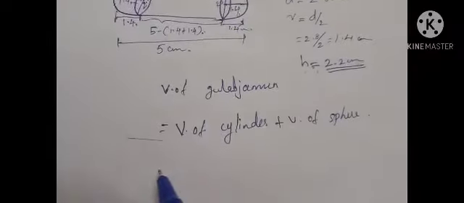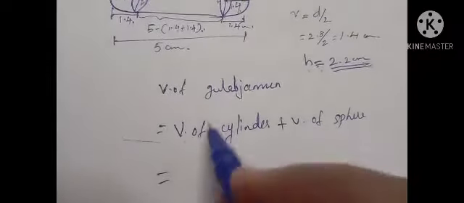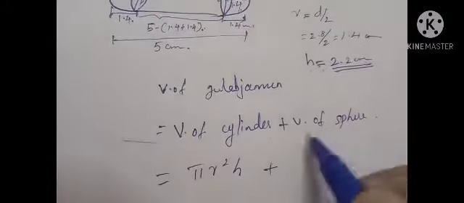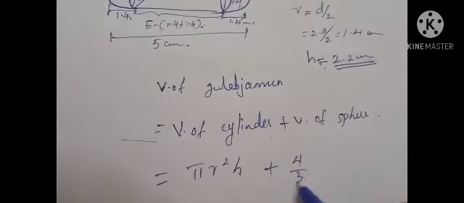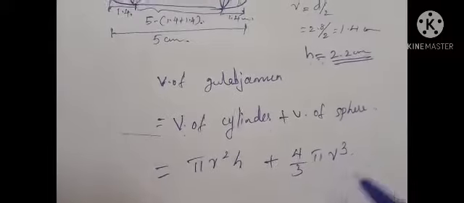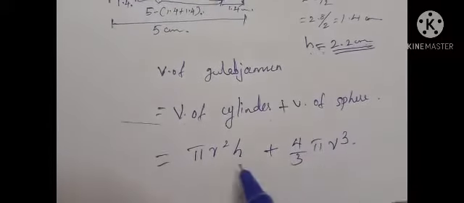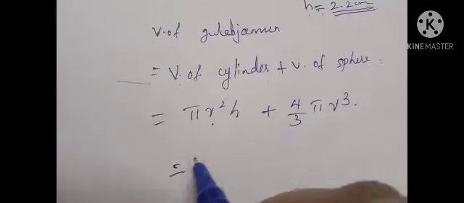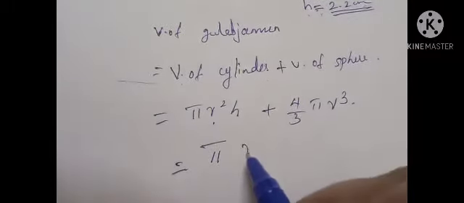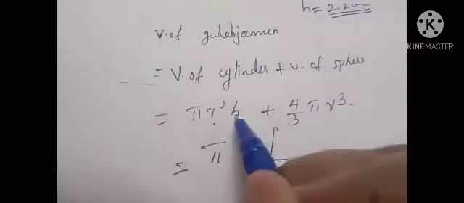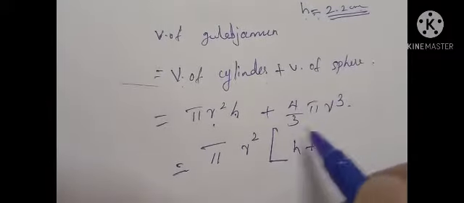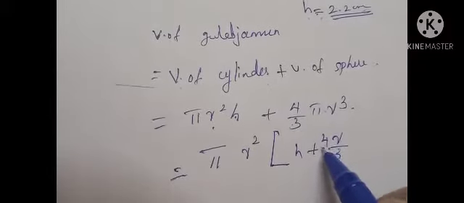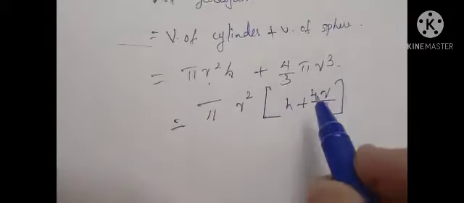Then we can write the equation for the volume of cylinder, that is pi r square h. Then the volume of sphere is 4 by 3 pi r cube. The radius is common, so we use the same variable. Then we can take the common factor outside. So pi r square is common. Then here h plus 4r by 3, the remaining terms.